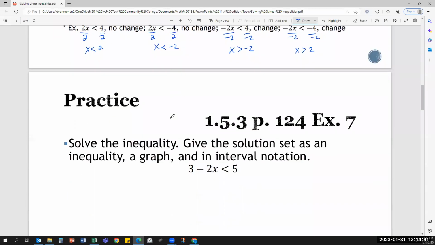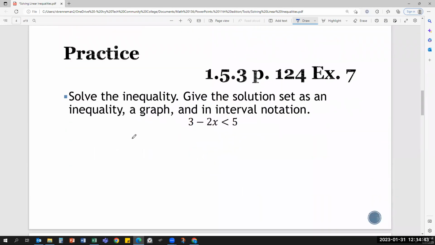So let's look at some examples of this process. We're going to solve the inequality and look at the inequality, graph, and interval notation forms of the solution. So 3 minus 2x is less than 5. I subtract 3 from both sides, no change to the inequality. Negative 2x is less than 2. But now I need to divide both sides by negative 2. When I do that, the direction of the inequality switches. I now have x is greater than negative 1.